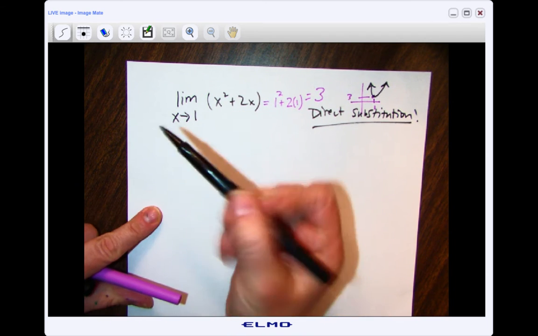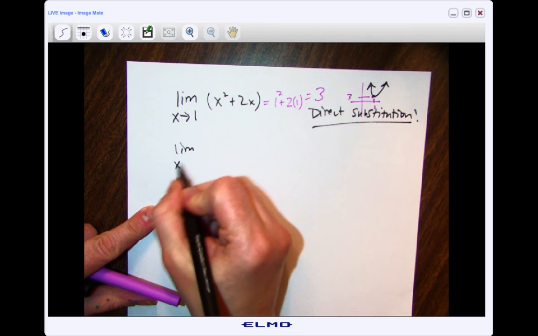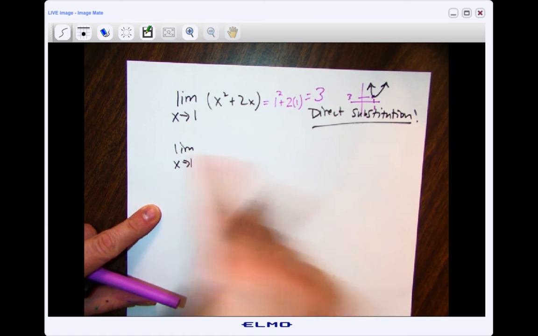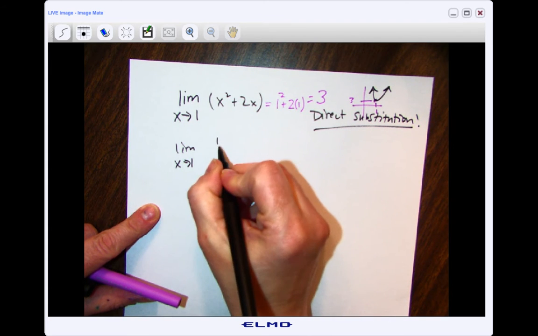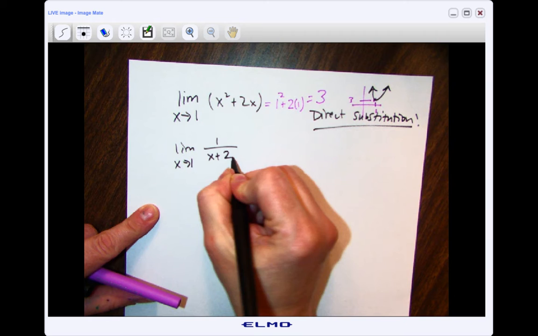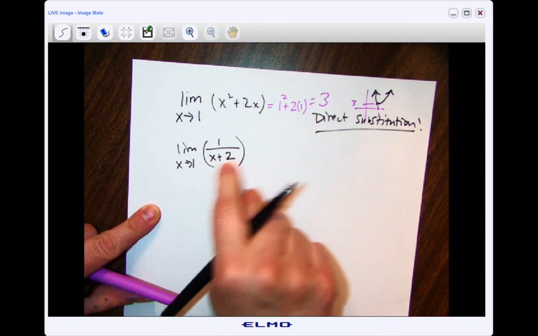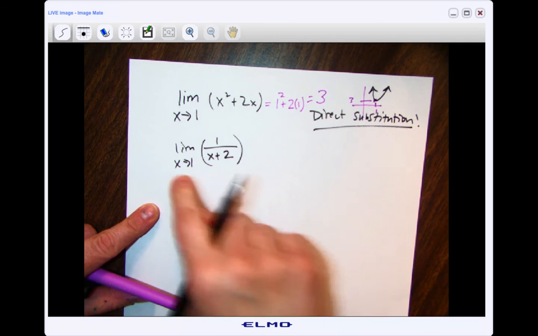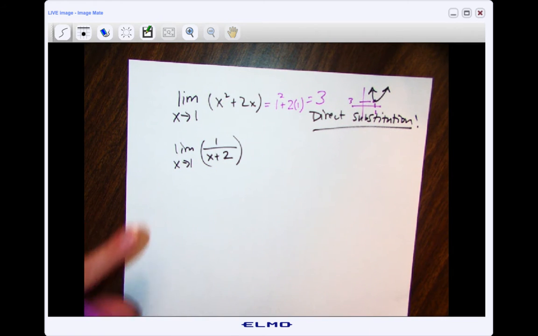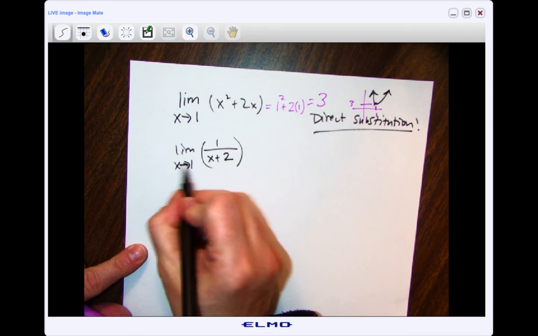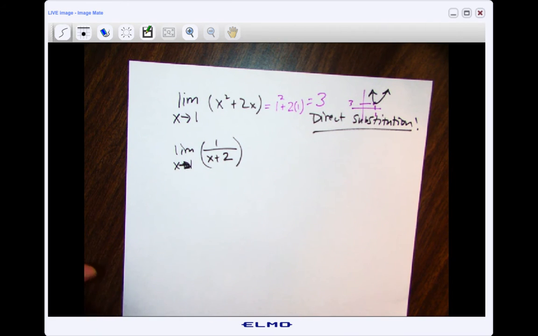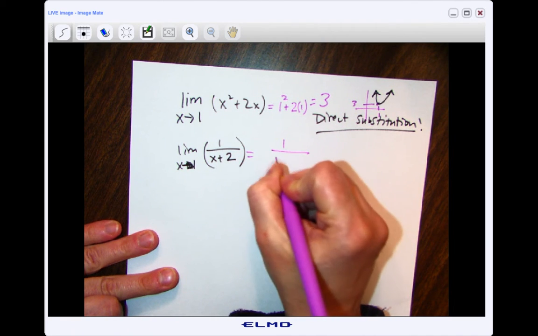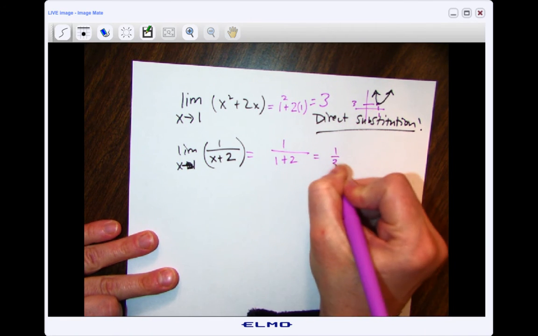And that would also be true even if the graph is discontinuous, as long as it's not discontinuous at the point that I'm looking for. So if it was 1 over x plus 2, well, this is a discontinuous graph. It has a non-removable discontinuity, an asymptote. But because the discontinuity happens at -2 and not at 1, I can use direct substitution to evaluate this one. So I'm going to do it the same way I did up here. The limit is going to be 1 over 1 plus 2, so the limit's going to be 1/3.